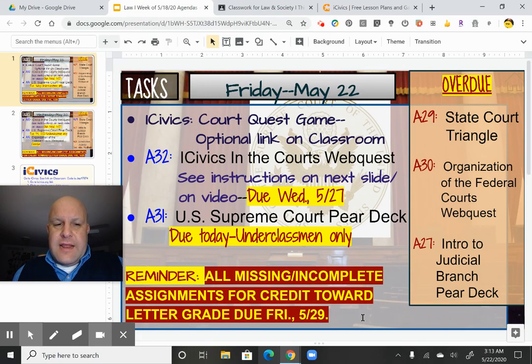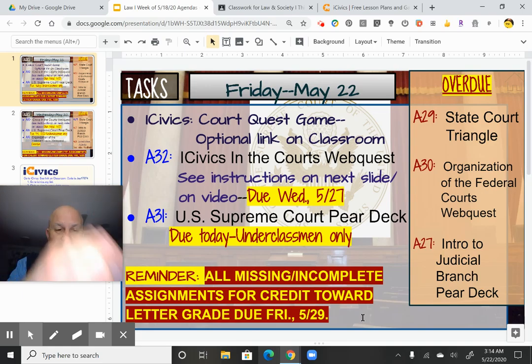So Friday, May 22nd for you guys for Law 1 here. The iCivics Court Quest game again. So there's two on Wednesday. There's the Court Web Quest, which is basically looking at the trial, pre-trial through the trial, arrest, pre-trial procedures, arrest through the eyes of a judge, trying to learn the trial procedures.